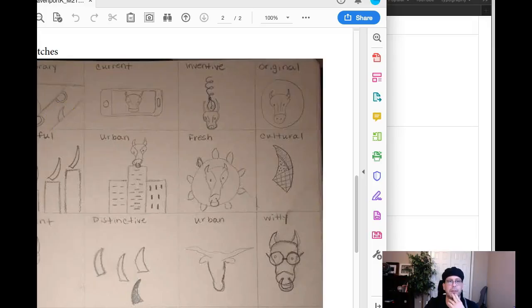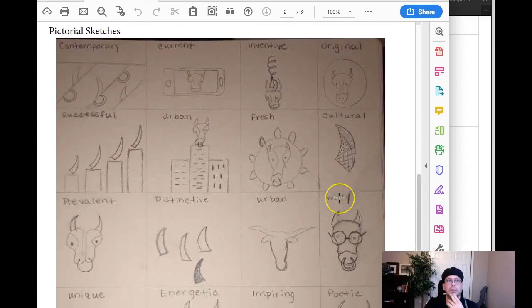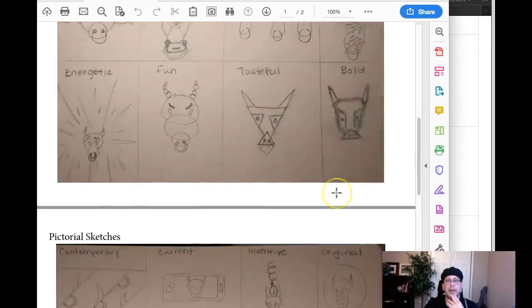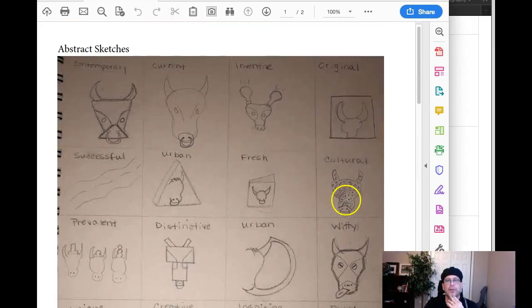I've got your sketches up here. You've got your 20 pictorial and your 20 abstract. So that's fantastic. So what we're seeing here is some ideas being generated, right?